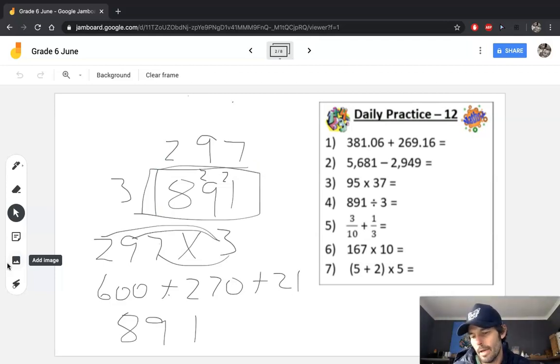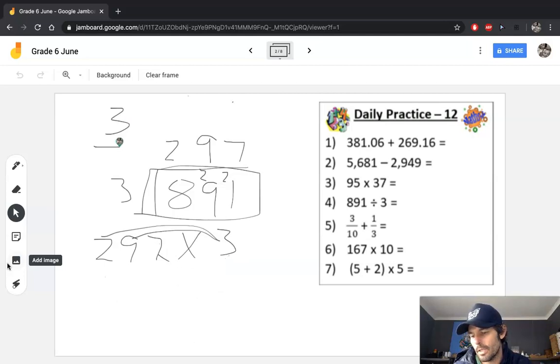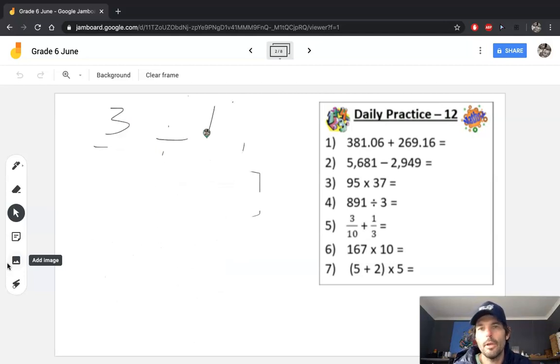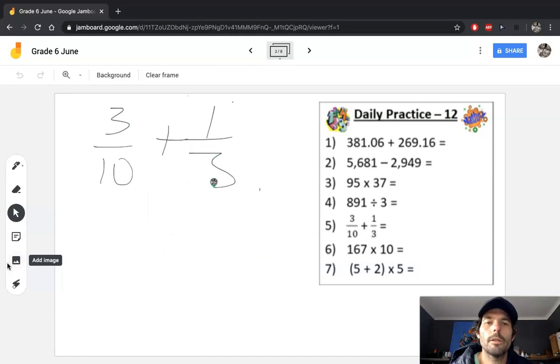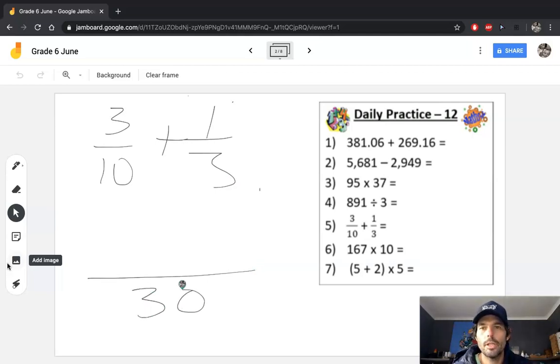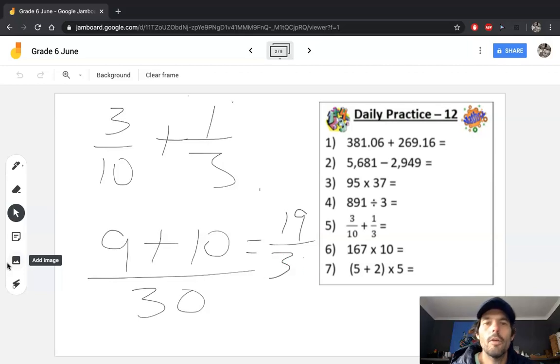Question number 5 is the addition of fractions. And again, you can notice that the denominators are different. So 3/10 plus 1/3. I need to find the lowest common multiple of 10 and 3, which would give me the lowest common denominator of 30. And 10 goes into 30 3 times, so 3 times 3 is 9. 3 goes into 30 10 times, 10 times 1 is 10. And then I add them together, I get 19 over 30. And that's the simplest form of that fraction. So we're all good there.